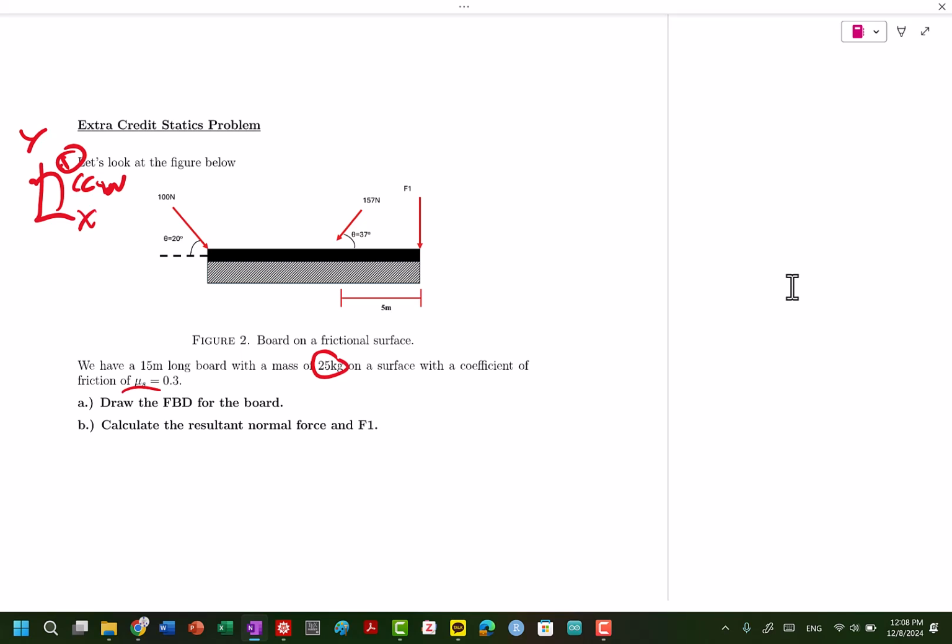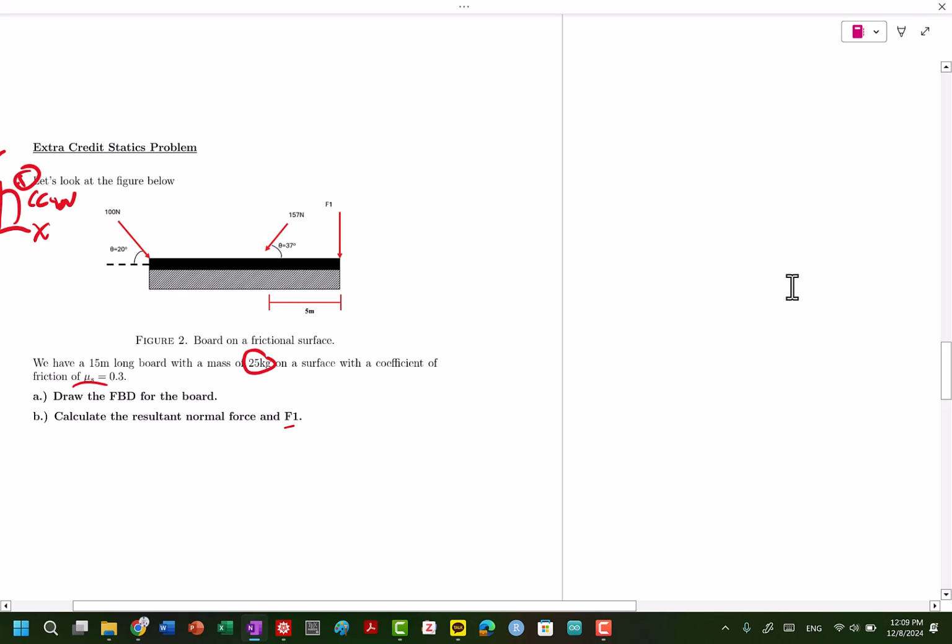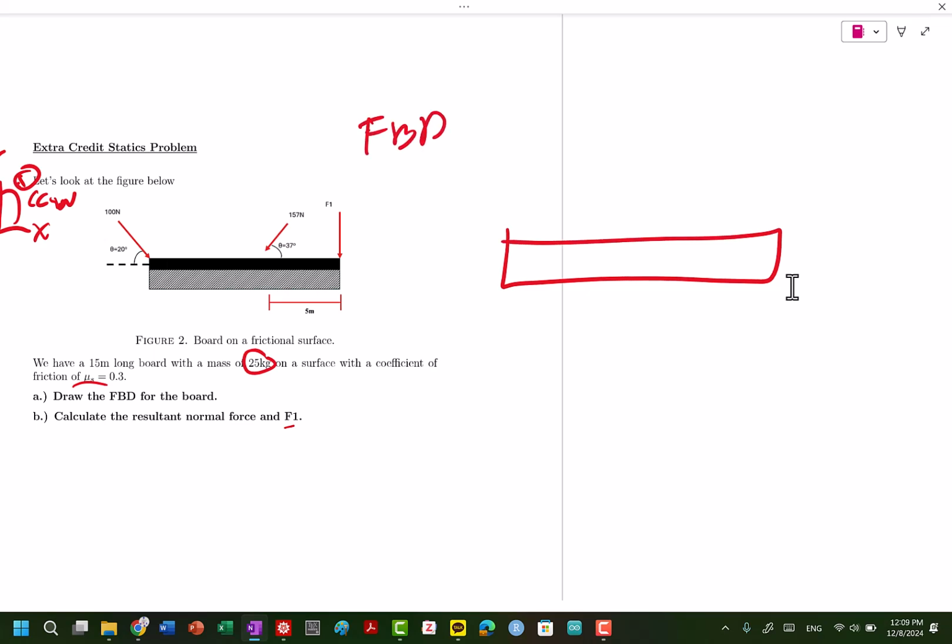Now, this is a little bit difficult. So we need to look at the normal force that's acting on the beam from the surface and what our F1 is. Any other assumptions? We're going to need to account for friction because it's on a frictional surface. So FBD, free body diagram, or freeing the body from the surroundings. We have a force here that's inclined at an angle of 20 degrees, and it's 100 newtons. We also have this other inclined force, 157 newtons.